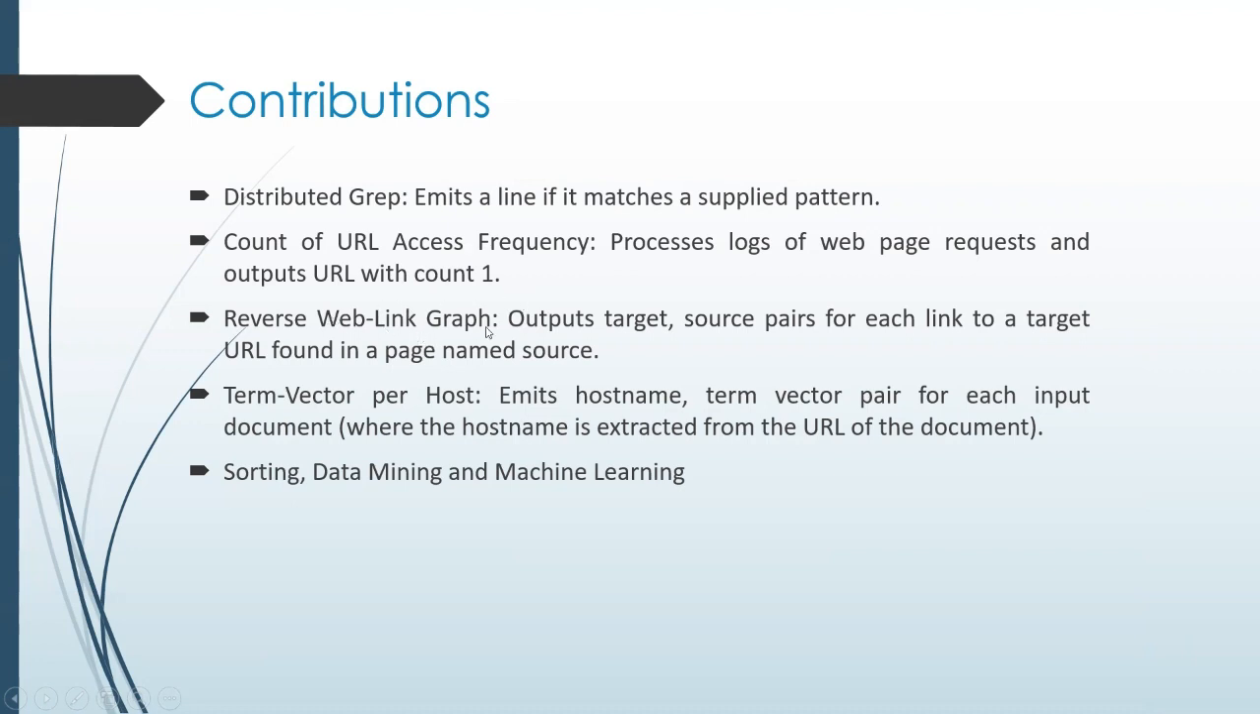Reverse web link graph. It outputs target source pairs for each link to a target URL found in the named source. Term vector per host. This emits the hostname when the hostname is extracted from the URL of the document. And it is also used in sorting, data mining, and machine learning.